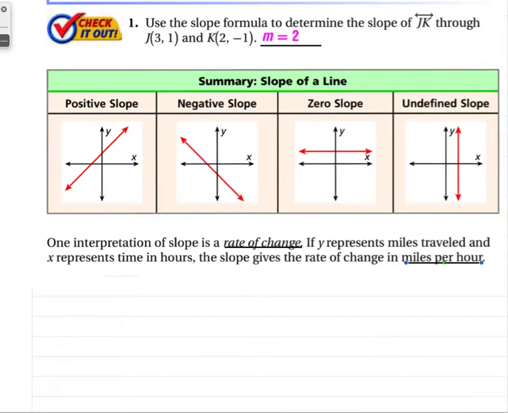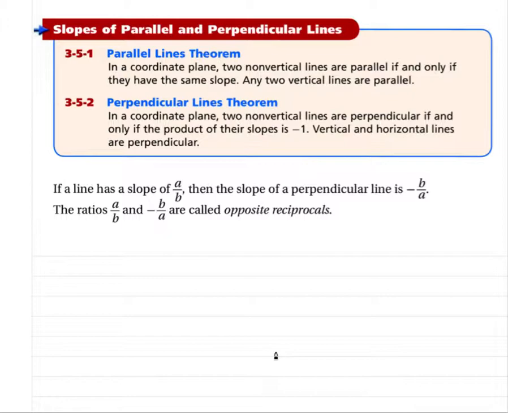So let's take a look at two theorems here. The first one says if you have two non-vertical lines, they're parallel if and only if they have the same slope. And any two vertical lines are also parallel. Alright, down here in a coordinate plane, two non-vertical lines are perpendicular if and only if the product of their slopes is negative 1.